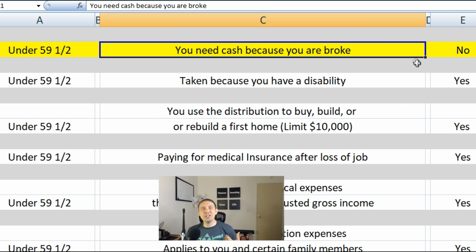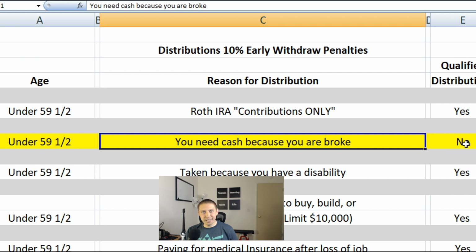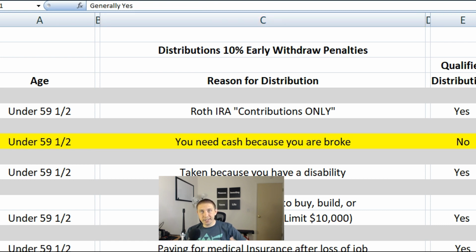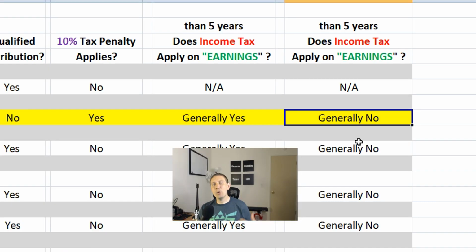So if you need cash just because you're broke, that is not considered a qualified distribution. So what that means is whatever amount you take out, it's going to be hit with a 10% tax penalty. And if you withdraw the earnings as well, you're also going to pay your income taxes on that. So you're going to have your 10% penalty plus whatever your income tax rate is on that for federal and state applied to you. Of course, if you had that money in the account for longer than 5 years, income tax may or may not apply on the distribution. It just depends. It could be partially taxed or fully taxed, depending upon your situation.